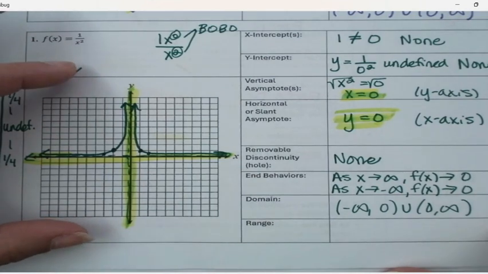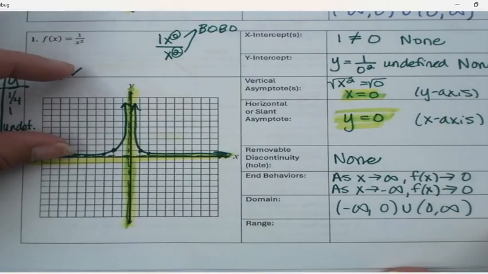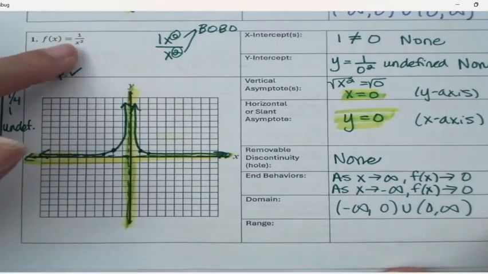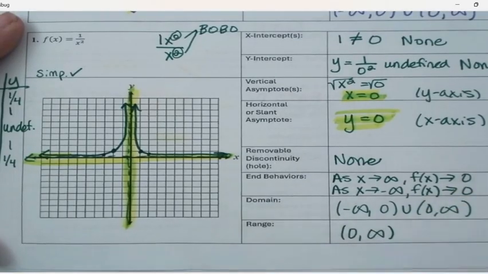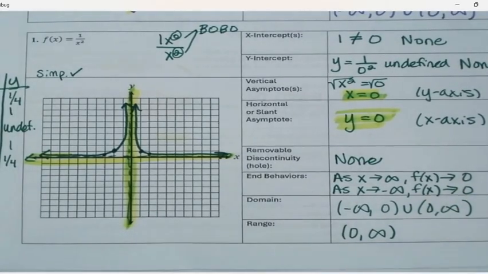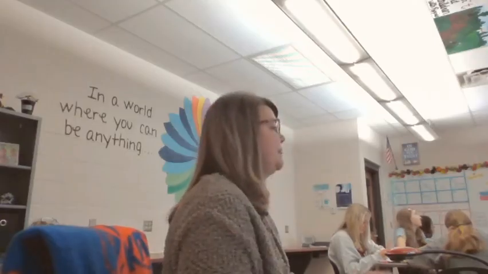Okay. And with my range, be careful. What are the y values that are included? Yeah, it's only from 0 to positive infinity. There's nothing in the negatives because I've got a squared down here. So it's only 0 to positive infinity. Good.